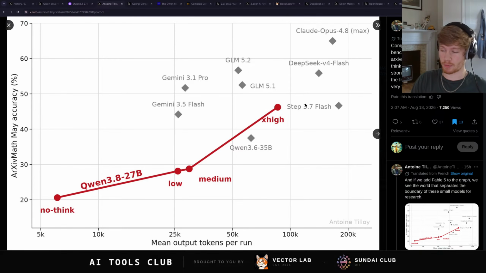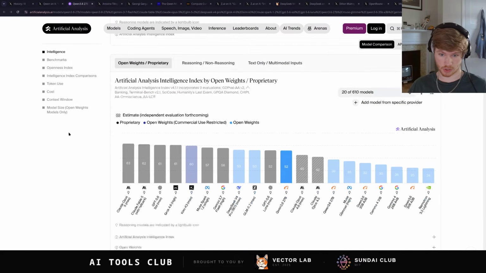What I've seen from the community so far is that these low and medium settings aren't that great, especially for more difficult problems. You can see here actually the new 3.8 model does worse than the previous 3.6 mixture of experts model on low and medium reasoning levels. You only start to see those increased capabilities at extra high reasoning. Most inference engines will be defaulting to extra high.